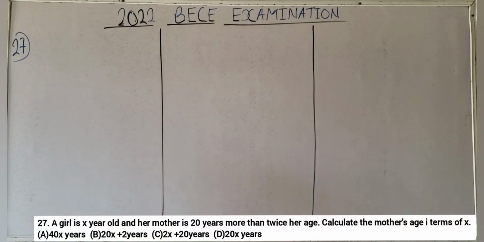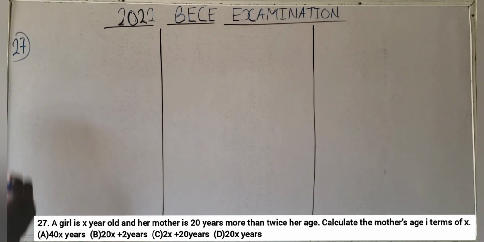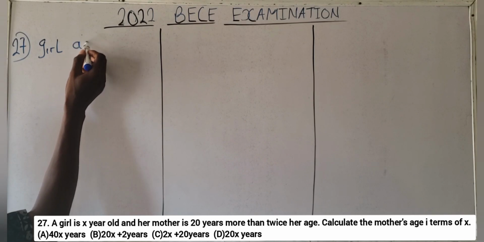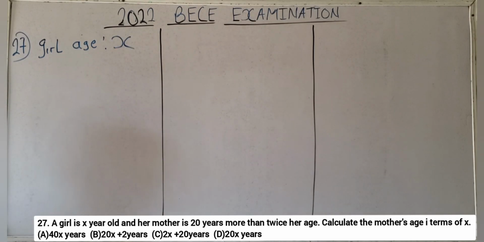A girl is x years old and her mother is 20 years more than twice her age. Calculate the mother's age in terms of x. Now, please understand the question. We are given that a girl is x years old. That is the age of the girl. The age of the girl is x. Now, her mother is 20 years more than twice her age. You have to understand that statement.